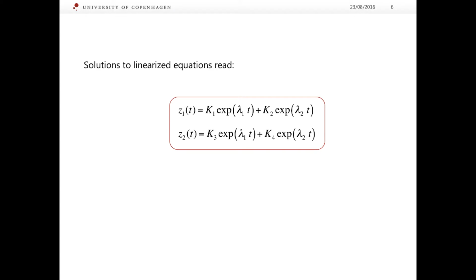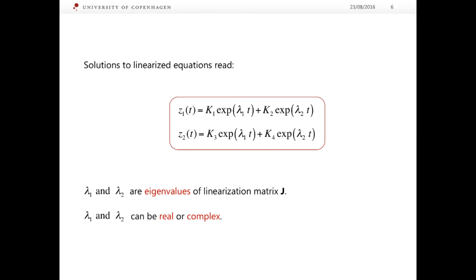The solutions to the linearized equation read as follows. Namely, both z1 and z2 appear to be combinations of some exponents. The numbers lambda 1 and lambda 2 in the exponents represent the eigenvalues of the linearization matrix J. Now, lambda 1 and lambda 2 can be real, but they could also be complex. More precisely, they could be complex conjugate.